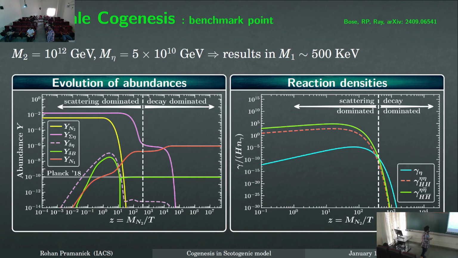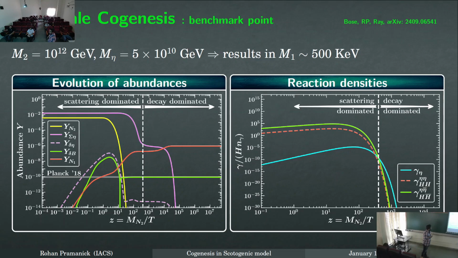So let's give some numbers. If you choose, let's say, the heavy right-handed neutrino to be at this very high scale, 10 to the power 12 GeV, and if you choose this M theta, then you can get a dark matter, let's say N1, which will be of the order of 500 keV, which is determined by assuming that N1 saturates the relic density that we observe today, and we can invert this equation to get that kind of number. So what is happening over here?